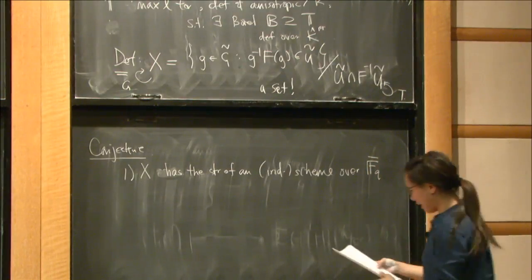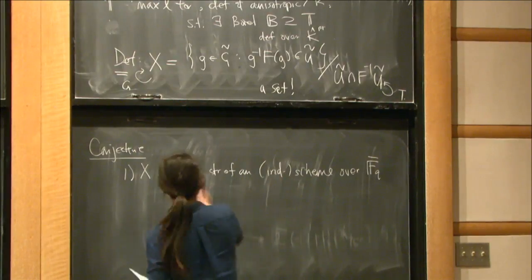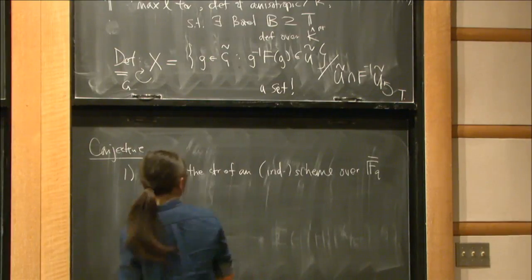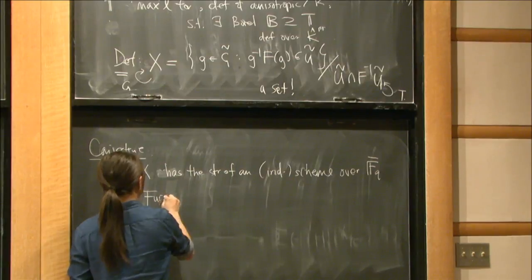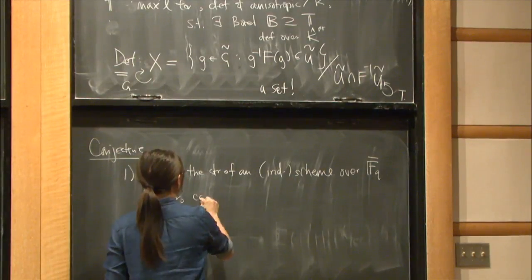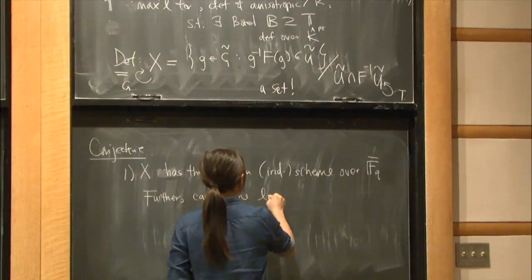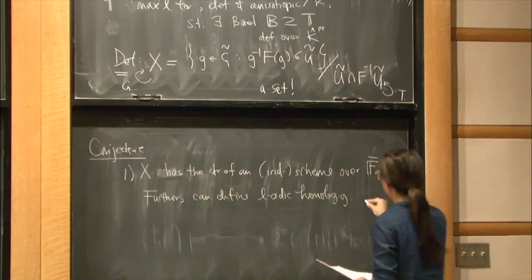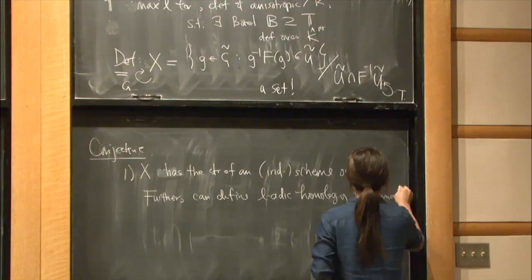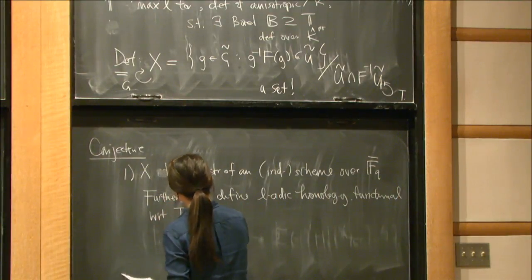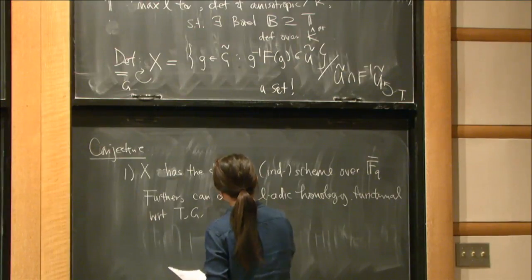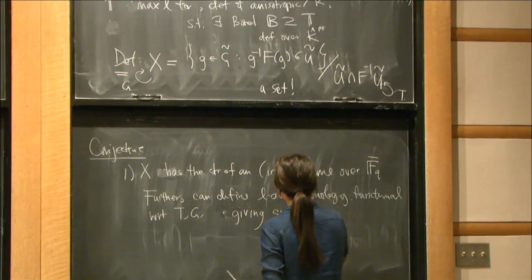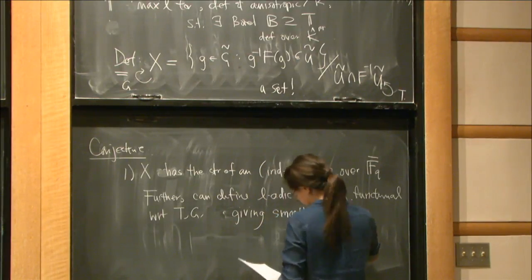So if one can do this, this is going to be a giant object. This will be an infinite dimensional thing. Further, the conjecture is that one can define some kind of p-adic homology of this that's functorial with respect to the actions of T and G. And you also want smooth representations coming out of this.